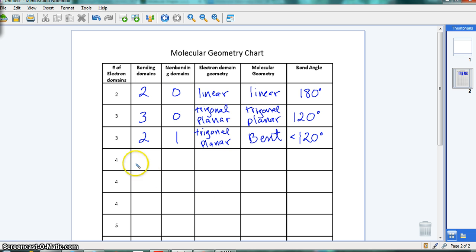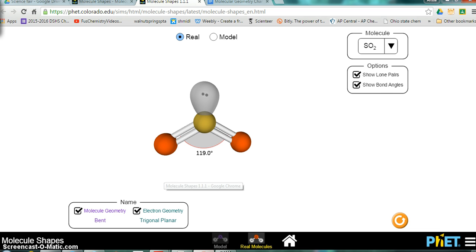Okay? All right, now let's look at the next group. We have 4 groups of electrons, 4 electron domains. So that means we could have 4 bonds and no lone pairs. We could have 3 bonds and 1 lone pair, or 2 bonds and 2 lone pairs. Okay, so let's look at our simulation and see what these would be.